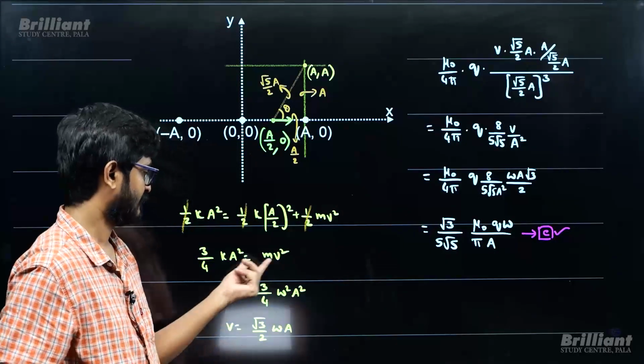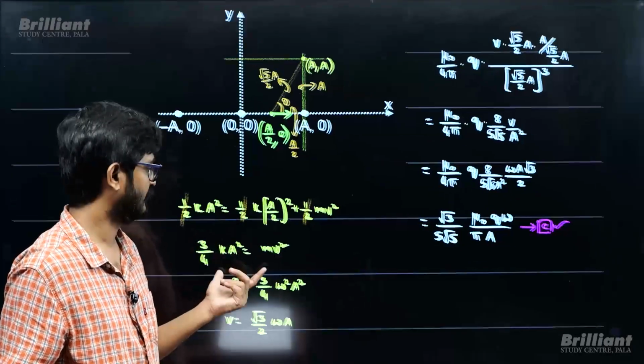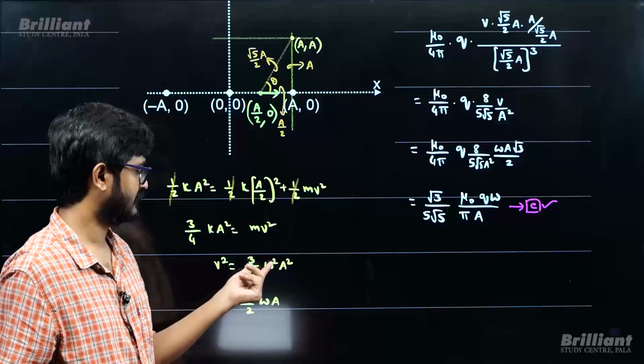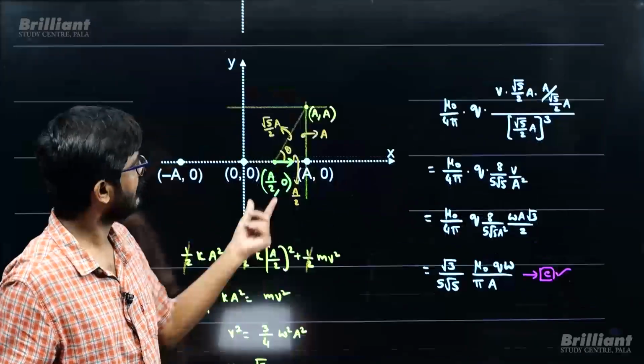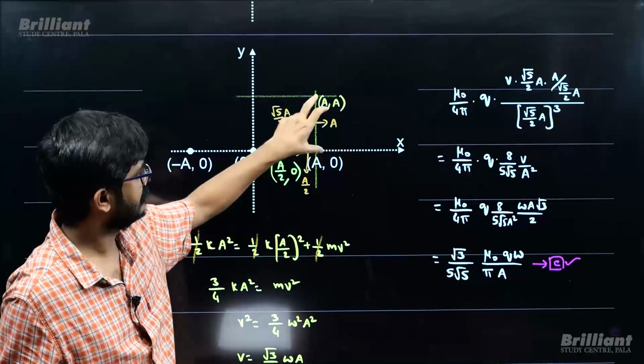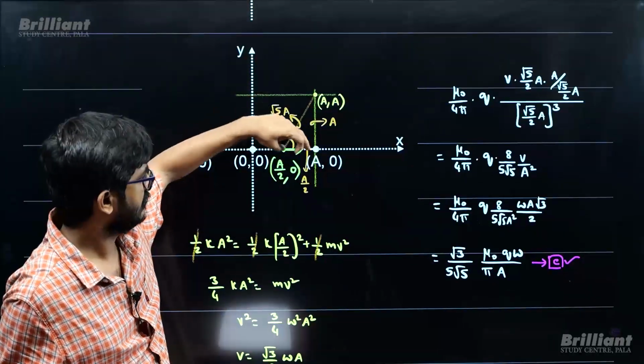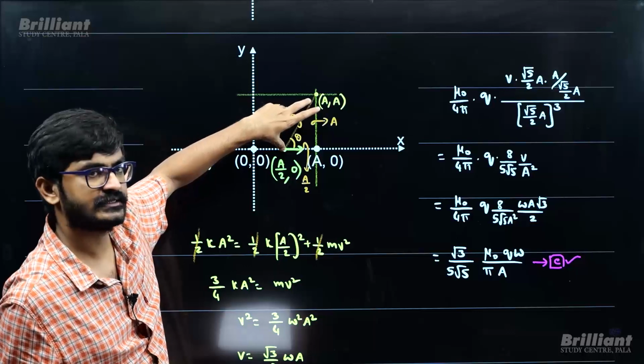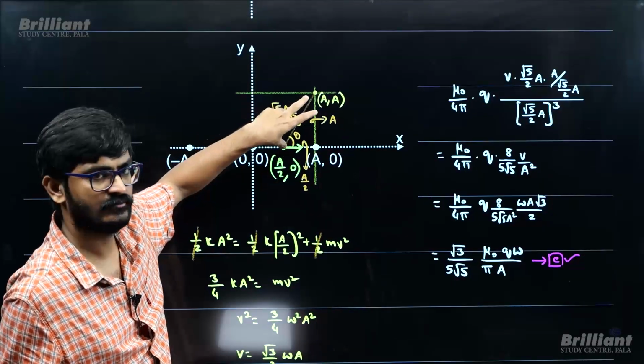I mean, that omega value, you know, omega has a relation with K and M, right? So I just substituted omega. So I will be getting the velocity here as root 3 by 2 A omega. Now I know this distance is A, and this distance is A by 2. So I can find this distance as root 5 by 2 A.